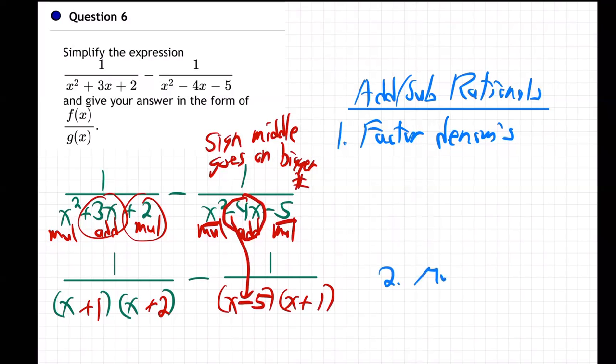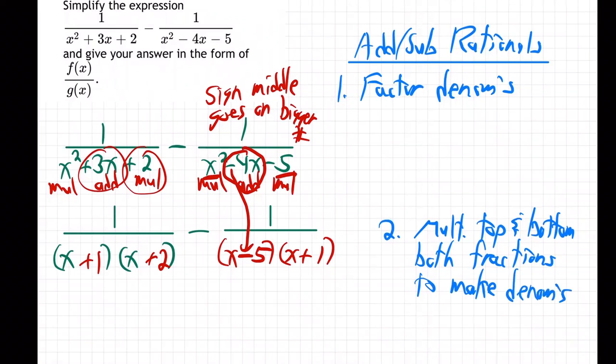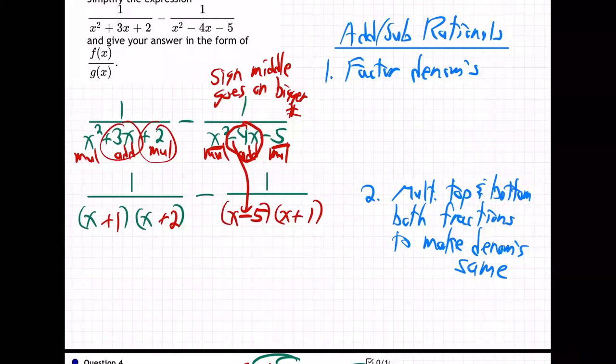Step number 2, multiply top and bottom of both fractions to make denominators the same. Multiply the top and the bottom of both fractions to make the two denominators the same, right? You got to make common ground, common denominators. So I go, okay, I'm going to multiply top and bottom. What am I going to do?